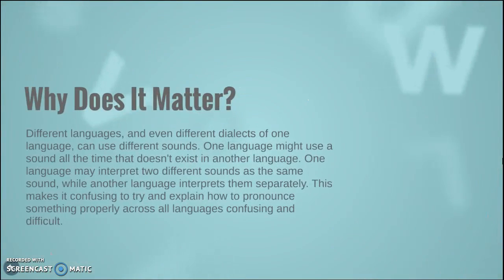Different languages, and even different dialects of one language, can use different sounds. One language might use a sound all the time that doesn't exist in another language. For example, we use L all the time, but that sound doesn't exist in Japanese. One language may interpret two different sounds as the same sound, while another language interprets them separately. This makes it confusing to try and explain how to pronounce something properly across all languages.